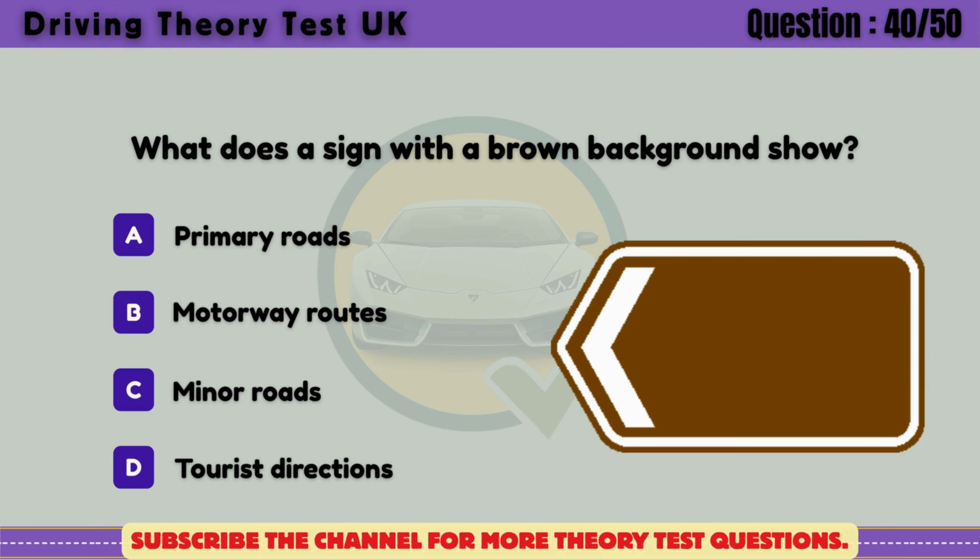Question 40. What does a sign with a brown background show? Option A. Primary roads. B. Motorway routes. C. Minor roads. D. Tourist directions.